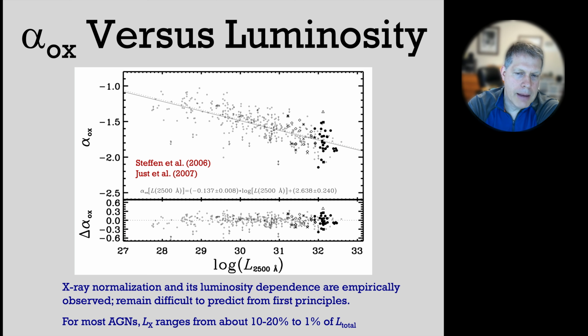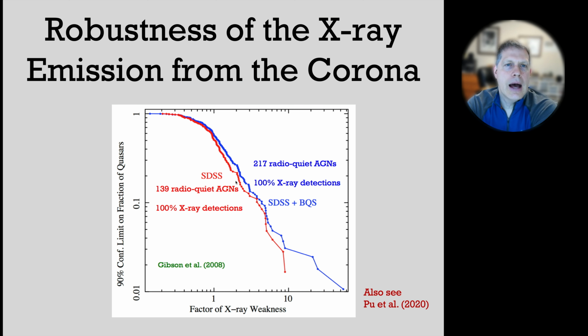One other point about this corona is that while we cannot predict it from first principles, and while it's sort of empirically added on to standard disk models, it does seem to be very robust. We know this because we can take samples of active galaxies selected at other wavelengths, take optically selected samples of active galaxies, for example, and we can look to see how common is strong X-ray emission from these systems. And this plot here shows the robustness of the X-ray emission from the corona. In this case, we are looking at two sets of optically selected active galaxies. This one from the Sloan Digital Sky Survey, this one taking the Sloan Digital Sky Survey and adding in another set of quasars from the Bright Quasar Survey. There are significant numbers here of active galaxies, and careful selections have been made here to avoid systems where there's complications due to obscuration.